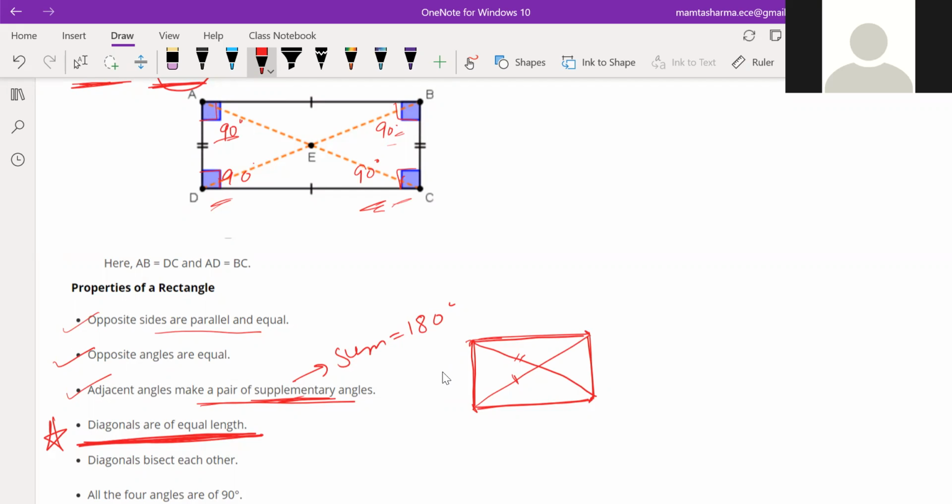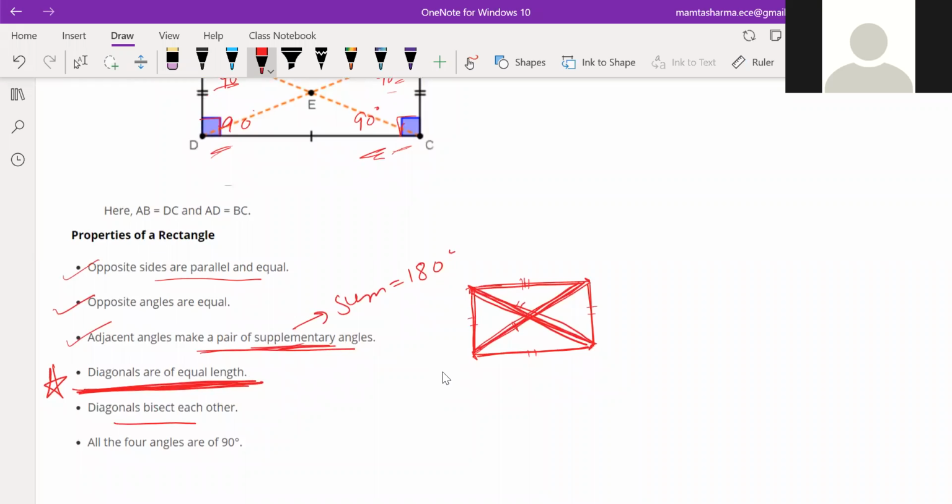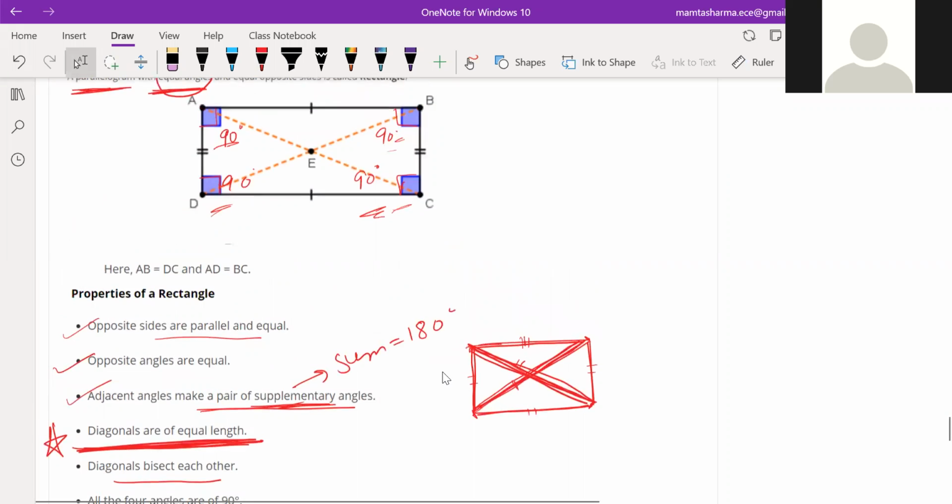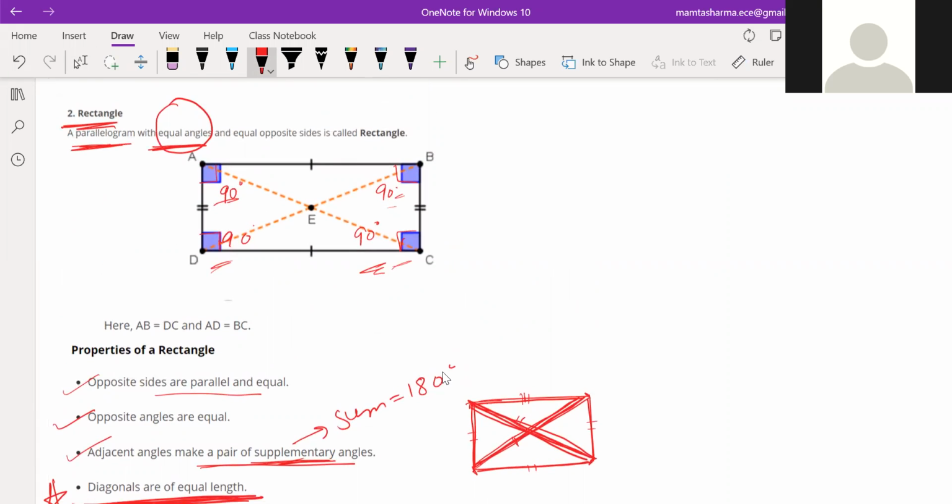If you forget any property of a square, rectangle or rhombus, just remember their structure, and at any time you can draw them. After drawing, you can verify whether the diagonals are equal or not. You will definitely find that their diagonals are of equal length. So this is the second most important property of a rectangle. And diagonals bisect each other, as we have already seen in the parallelogram. All four angles are 90 degrees. Remember, all parallelogram properties will be applicable to the rectangle, because it is a type of parallelogram, with all angles equal and opposite sides equal.